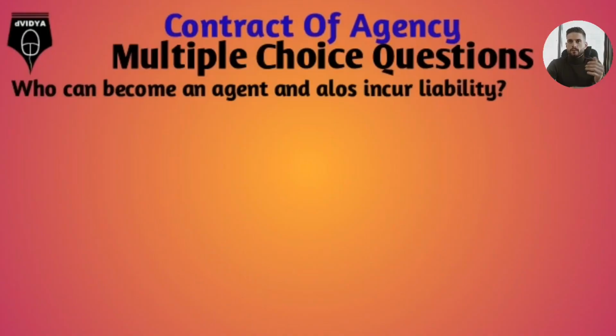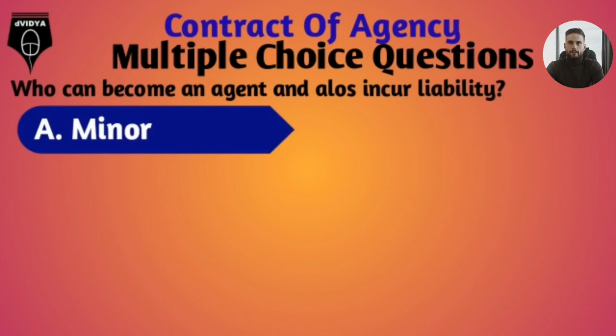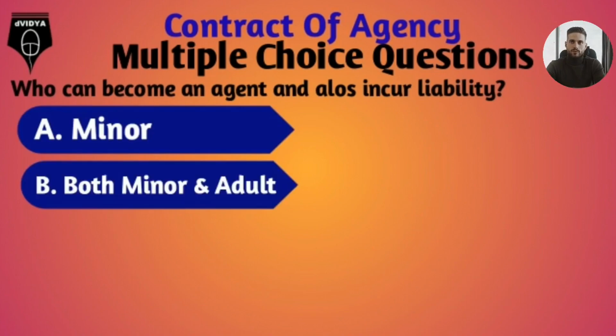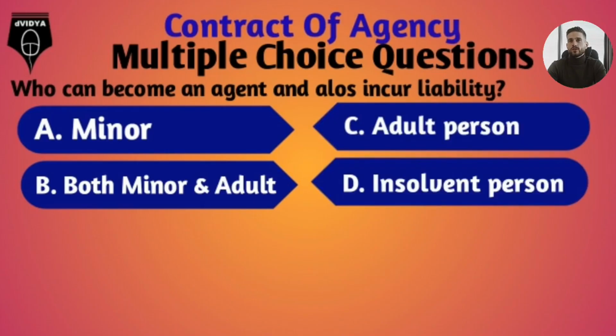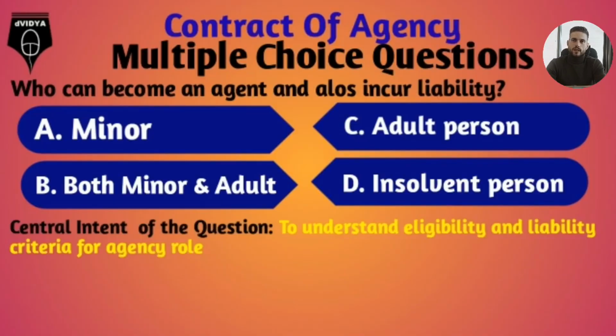Who can become an agent and also incur liability? Option A, minor. Option B, both minor and adult. Option C, adult person. Option D, insolvent person. Central intent of the question: to understand eligibility and liability criteria for the agency role.